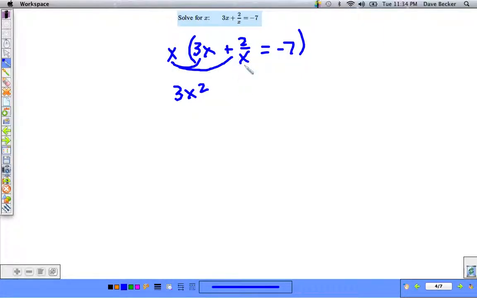I don't want to cross them out here because I still have to take the x times the negative 7. That equals negative 7x. And then we get to factor.